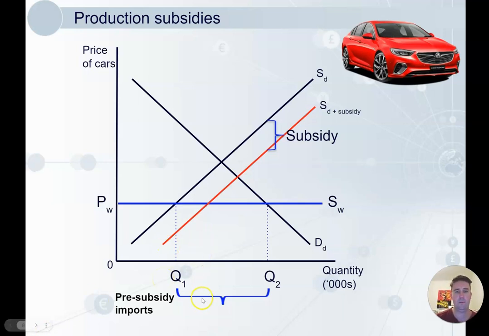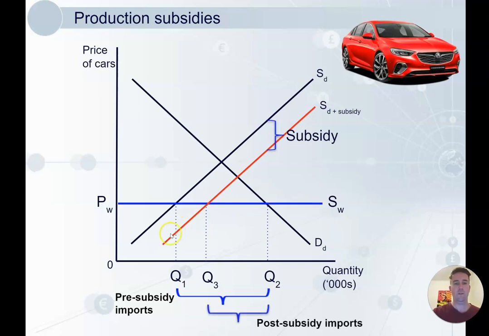So what did I just do there? Yeah, so these are the amount of imports before the subsidy. We add the subsidy, and instead of being able to produce Q1 at that low world price, we can produce Q3 because we've lowered our costs of production. So we're selling more cars, we're producing more cars domestically now, right? And so all that does is it reduces the imports. So it used to be Q2 minus Q1, now it's Q2 minus Q3, this amount.